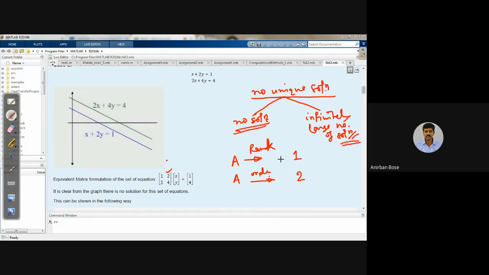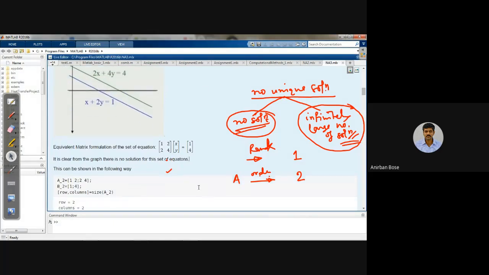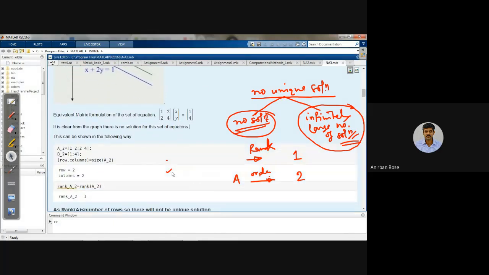Okay, so we first of all identified that it is a case of no unique solution, but now we have to identify whether this case is under no solution or infinitely large solutions. We know already from the plot that this is a case of no solution, but what is the criteria? Looking at the matrix, we will be able to identify that. For that, we first have to create the augmented matrix.